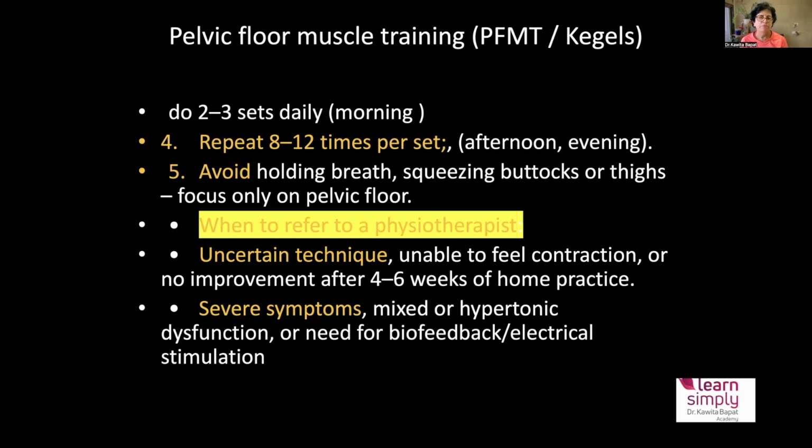When to refer to the physiotherapist: when the technique is uncertain, unable to feel the contraction, or no improvement after 4 to 6 weeks of home practice. Severe symptoms, mixed or hypertonic dysfunction, need for biofeedback and electrical stimulation.